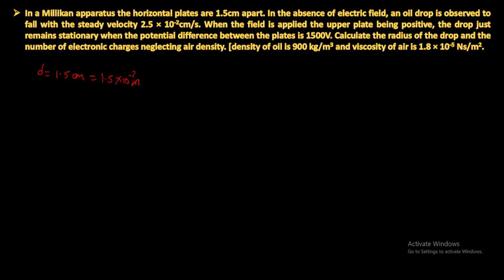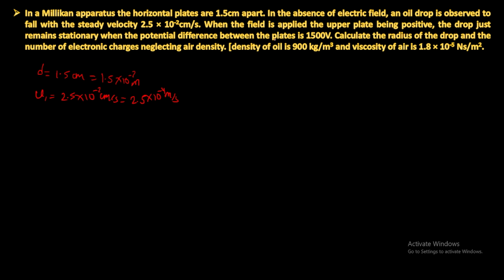An oil drop is observed to fall with a steady velocity, that means terminal velocity, in the first condition. v1, in the absence of electric field, is given as 2.5 into 10 to the power minus 2 centimeter per second. That means 2.5 into 10 to the power minus 4 meter per second. Terminal velocity in the absence of electric field is 2.5 into 10 to the power minus 4 meter per second.